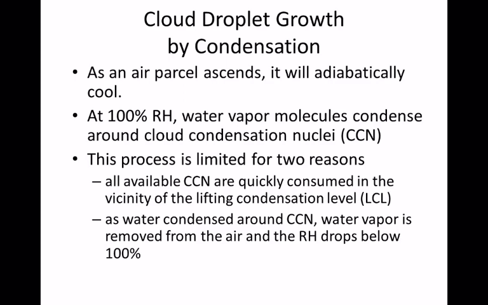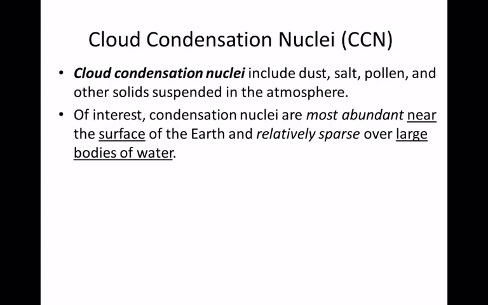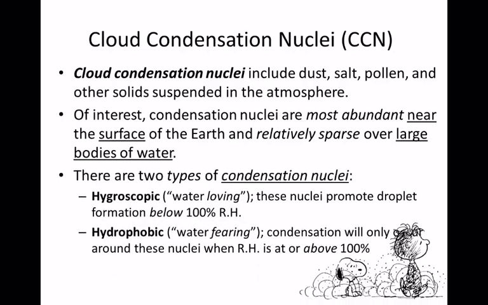You guys are going to want to know this for your test. We've been talking about a chunk of air cooling to reach the dew point temperature so condensation can begin. But we need to talk more about that condensation. It first starts with a cloud condensation nuclei, and usually the relative humidity is 100% when that happens. Cloud condensation nuclei are most abundant near the Earth's surface, and they come in two versions.